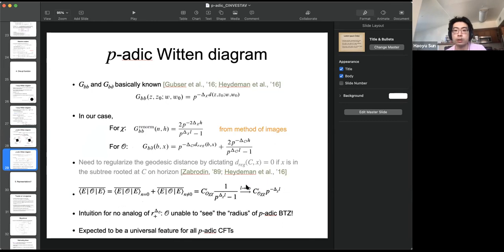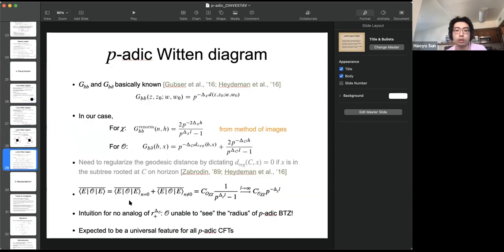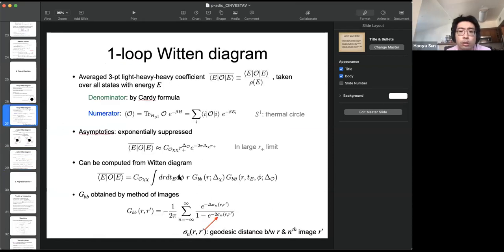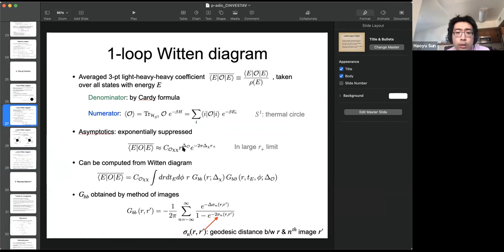By taking the large horizon length limit, namely the length is very large, we get the averaged three-point functions as follows. If we compare this expression to the expression here, we see that we are missing an analog of this exponential factor, basically e to the minus radius. Sorry, we're missing the radius to the power of the conformal dimension, this factor.